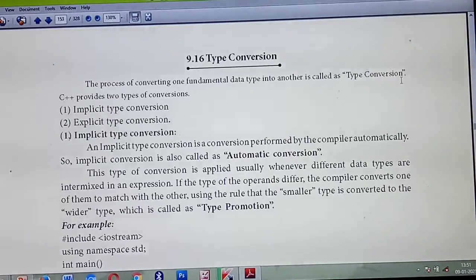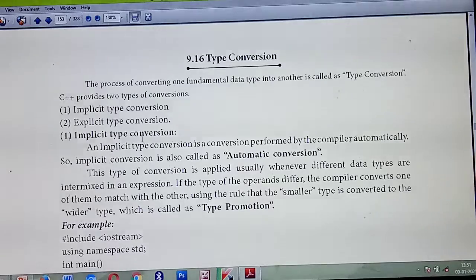Understood? So totally there are two types of type conversions. Okay. So how many type conversions are there? Totally two. What are they? Implicit type conversion and explicit type conversion. What are the two types of type conversions? Implicit type conversion and explicit type conversion.